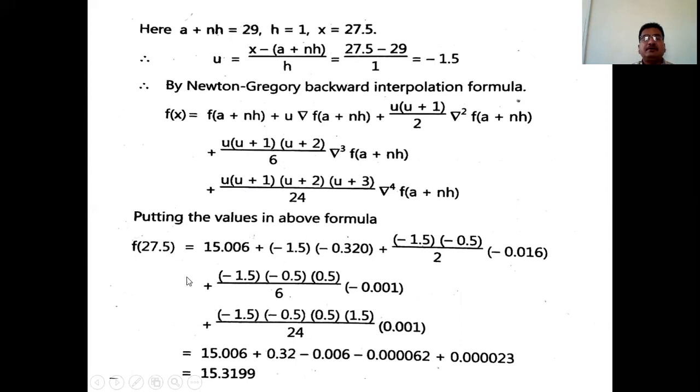At 27.5 is x, and f of a plus nh, the last point, is 29. That is the value of x at the last point, and we have the answer, u is this. Write the general formula and substitute the values. So this is 2 factorial, 3 factorial means 6, 4 factorial means 24, and find the value at this point.